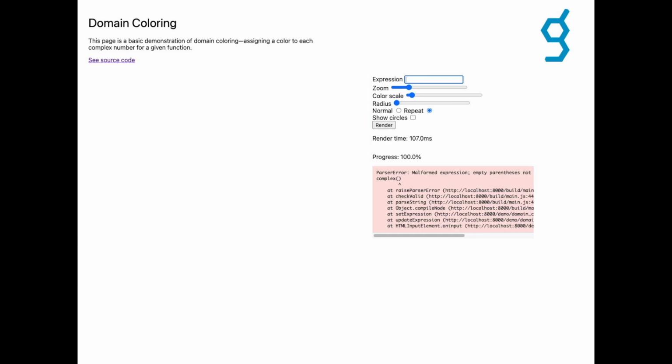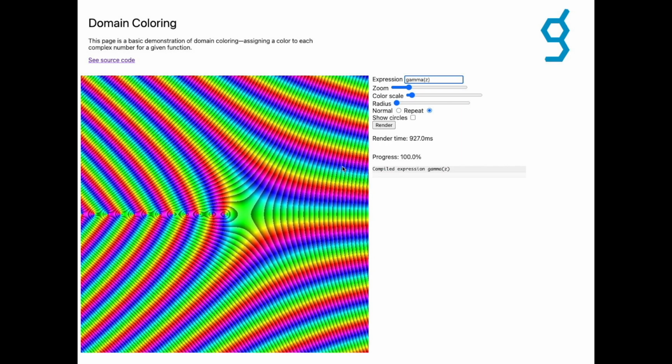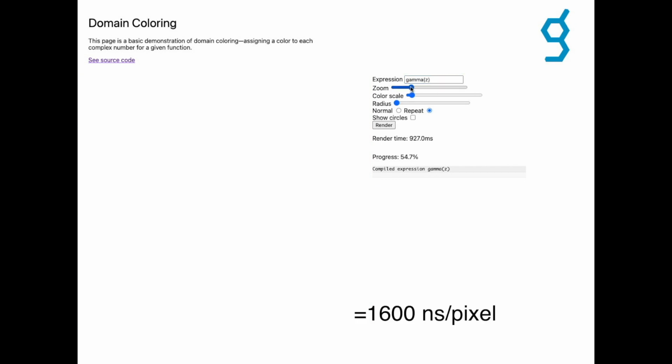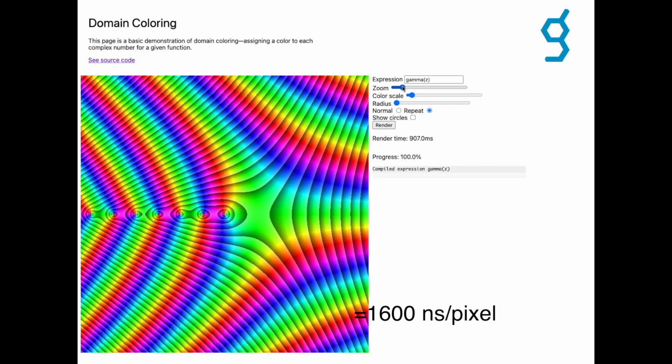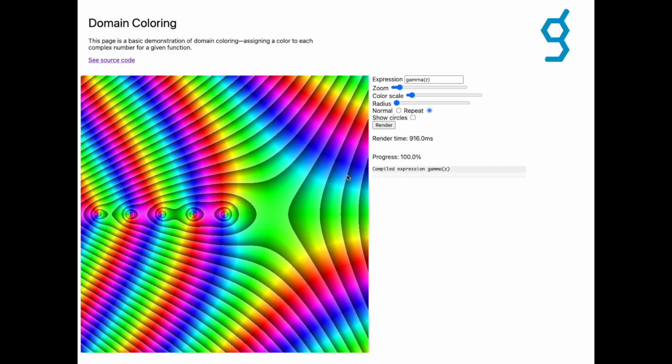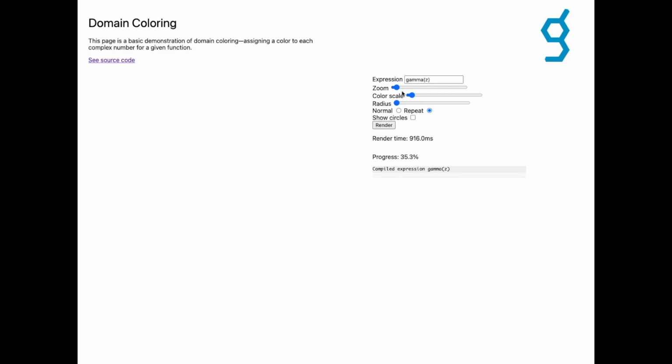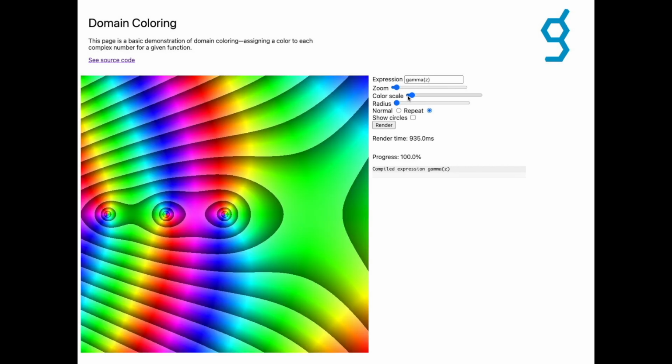There are some functions that are a bit more expensive, like gamma of z, which isn't particularly optimized yet, but it's not bad. And of course, I want to get a better interface than this. You can only zoom on 0, 0, and it's just not very ergonomic. I can't drag around here. That's not because it's immensely difficult, I just haven't implemented it yet.